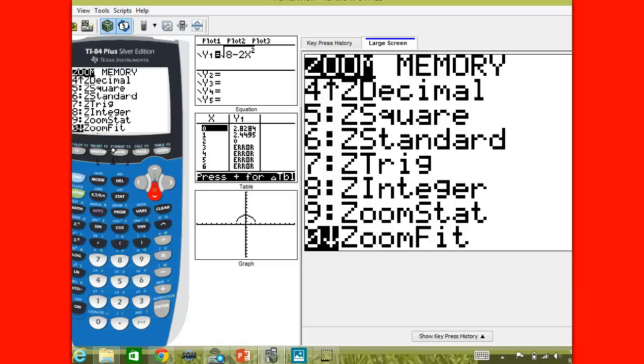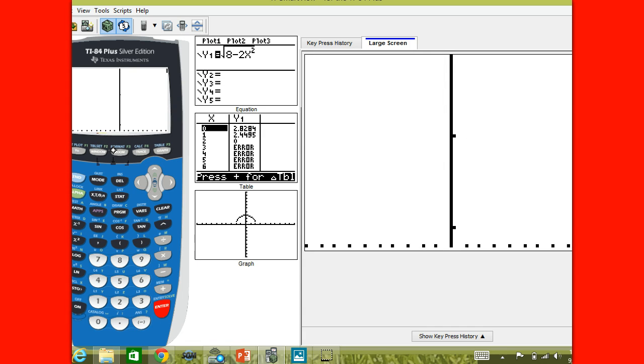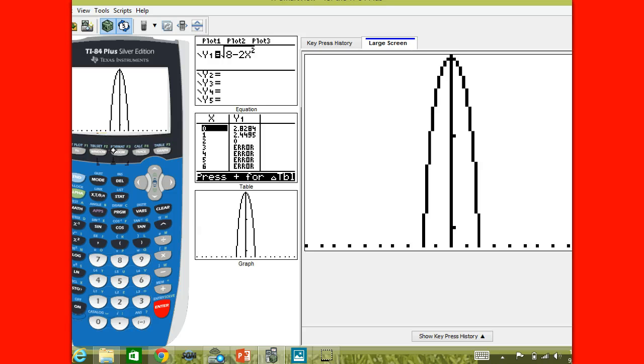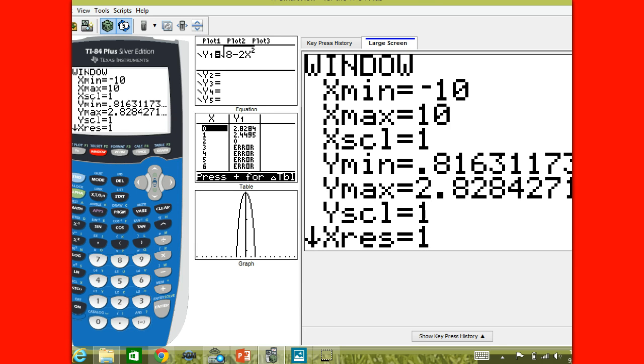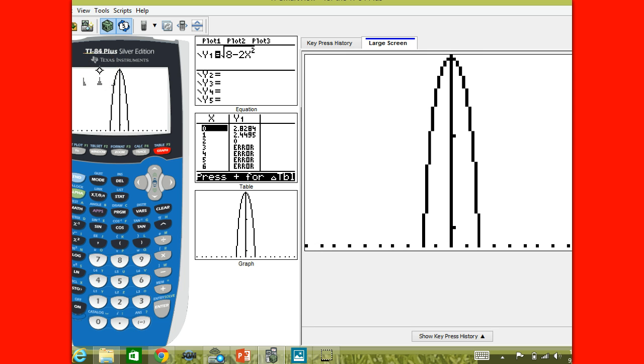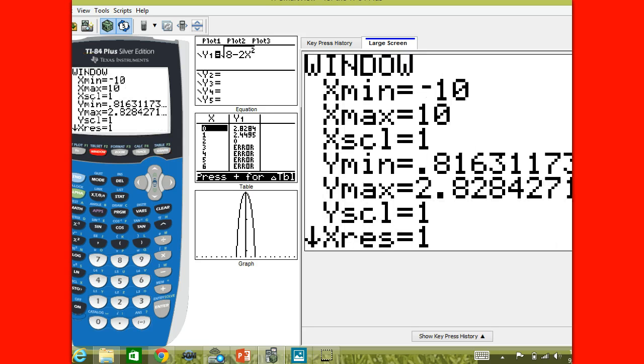Okay, well, let's try that on this one. I'm going to choose Zoom Fit, and if I do that, this is the graph that it's given me. This is what it says is an accurate depiction of the square root of 8 minus 2x squared. I may not know exactly what that graph looks like just yet, but I definitely know that that's not appropriate. Look what it did for the window. It's got the x values going from -10 to 10. It's got the y values going from 0.8 to 2.8. So basically, when I go back and look at that graph, the whole y-axis is only 2 units long, where the whole x-axis is 20 units long.